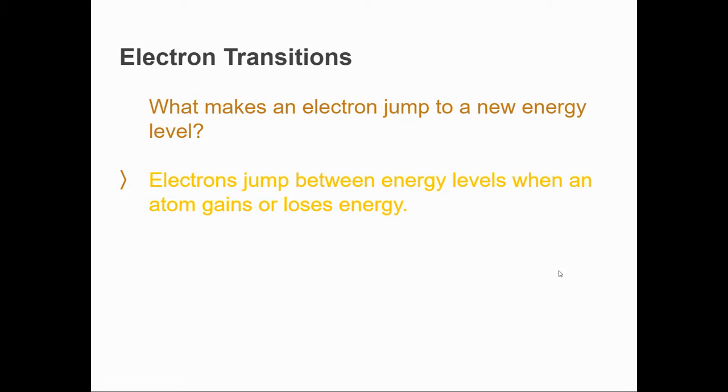So again, what makes an electron jump to a new energy level? Electrons can jump between energy levels when an atom gains or loses energy, and typically that energy is either going to be light or heat.